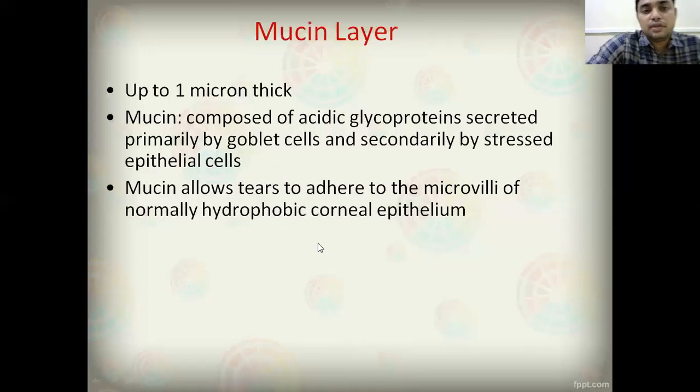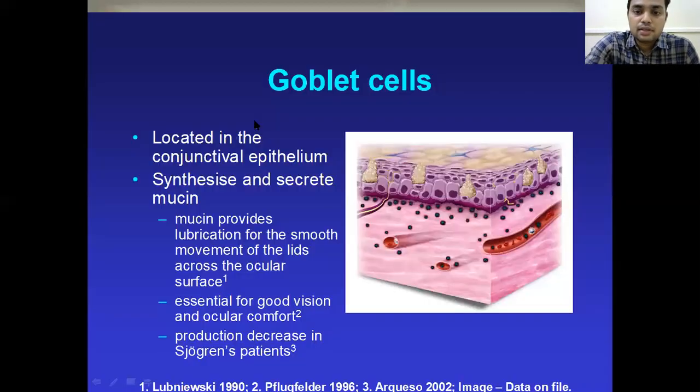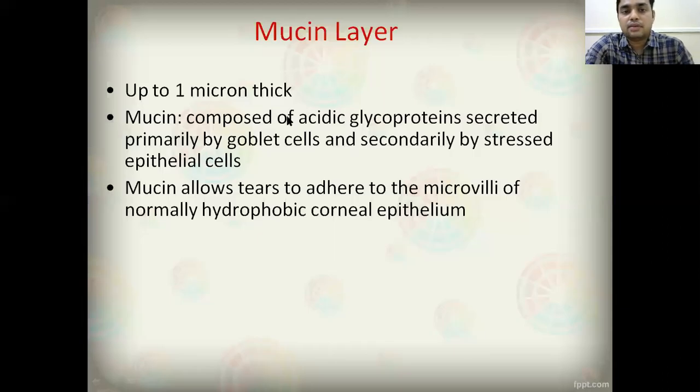Coming to the individual layers, the mucin layer is around 1 micron in thickness and is secreted from the goblet cells of the conjunctiva. Mucin is mainly composed of acidic glycoproteins, which are mainly secreted from the goblet cells present in the conjunctiva, and secondarily by some stressed epithelial cells. This mucin allows tears to adhere to the microvilli.